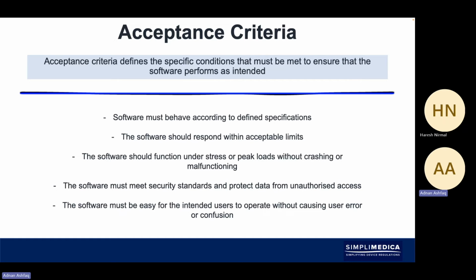Any acceptance criteria that we define has to be very specific. The software must behave according to defined specifications. It should be within acceptable limits. The software should function under stress or peak loads without crashing or malfunctioning. The software must also meet security standards and protect data from unauthorized access. So that's where you're looking at things like cybersecurity and penetration, and it could be user challenges or access. Your username and password that could be challenged, that also needs to be tested.